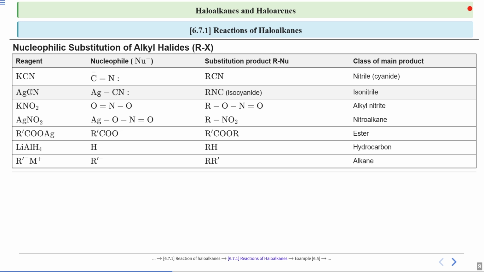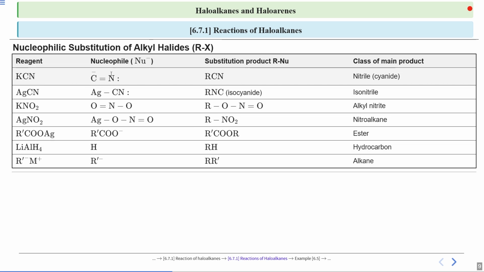Continuing on the table, we have some more reagents like potassium cyanide, from which the nucleophile you will get is C negative triple bond N, and it has a lone pair of electrons, right? And the substitution product will be RCN. The class of main product is going to be nitrile, or you can say cyanide.